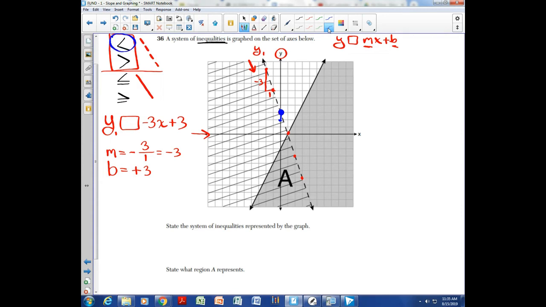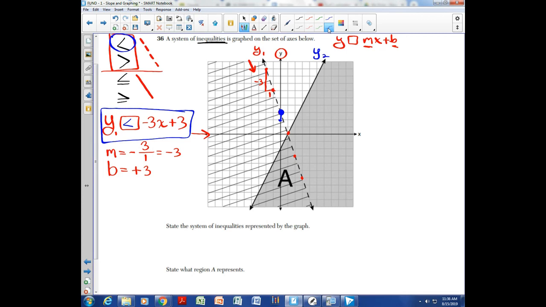So it's going to be y1 is less than negative 3x plus 3. So that's one of our inequalities. All right, let us go to the other one. We'll do that on the other side. We'll call this one our y2.